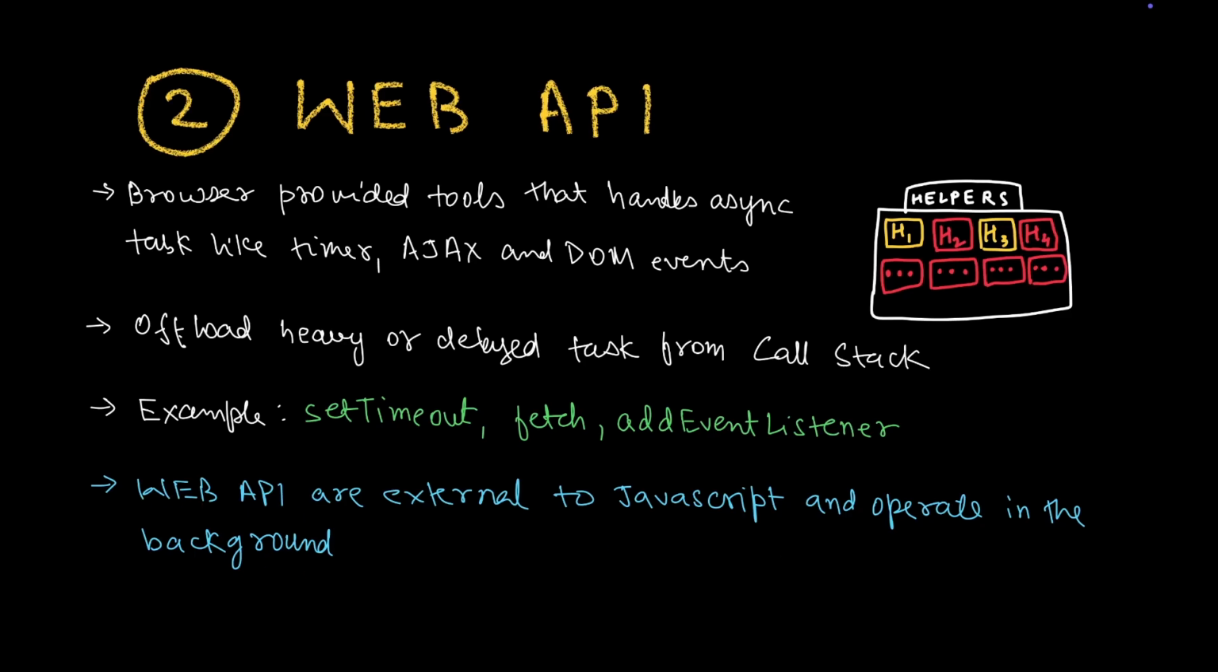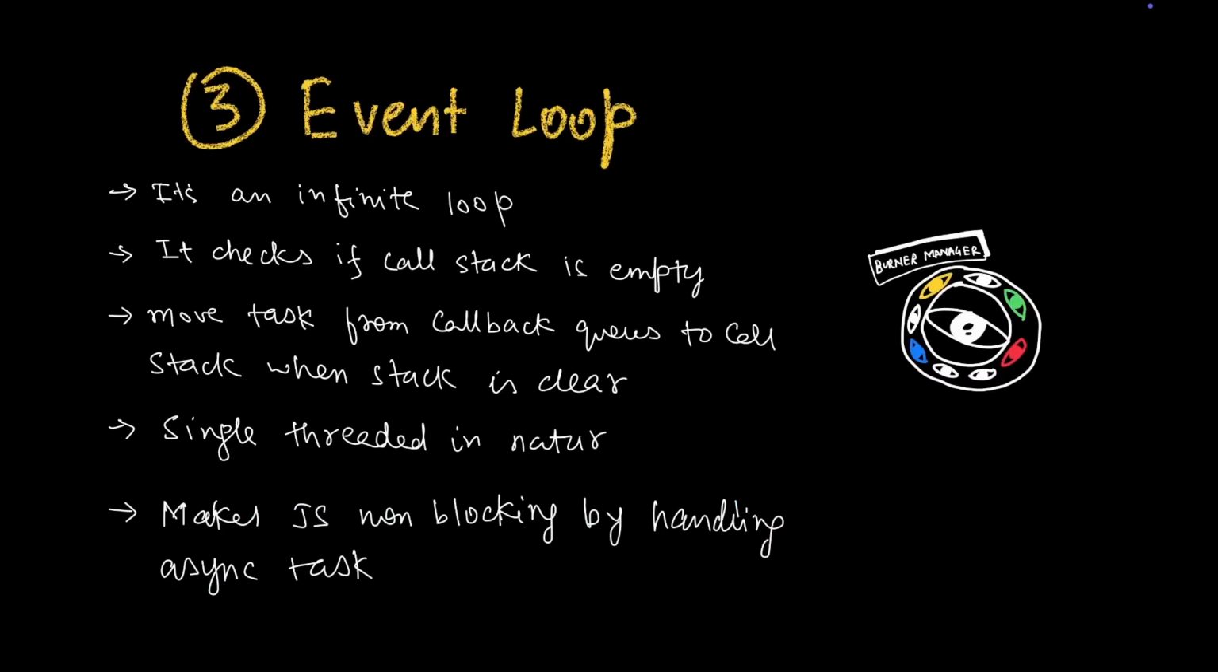That's very obvious too. So now we have the event loop. It's an infinite loop. It checks if the call stack is empty, and moves tasks from the callback queue, which consists of the macrotask and microtask queues, to the call stack when the call stack is clear. It's single threaded in nature and makes JS non-blocking by handling async tasks. And it checks if the call stack is empty, then it pushes the task to the call stack.